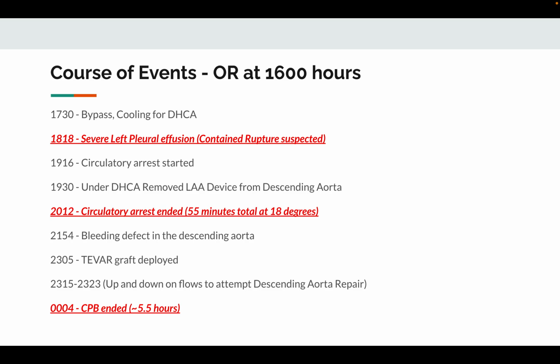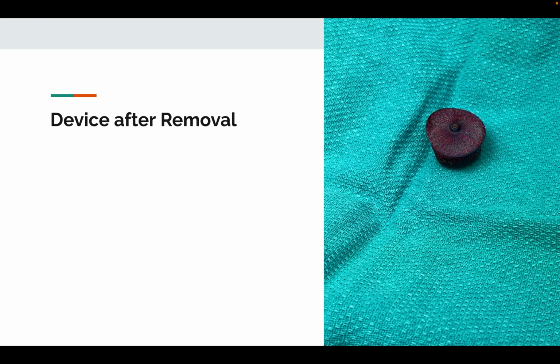Cardiopulmonary bypass totaled 5.5 hours. Circulatory arrest was 55 minutes with integrated cerebral perfusion. This was the device I took a photo of after it was primarily removed under circulatory arrest. As you can see, the device is still in its native form. It didn't bend or twist, as it's very stiff in nature.